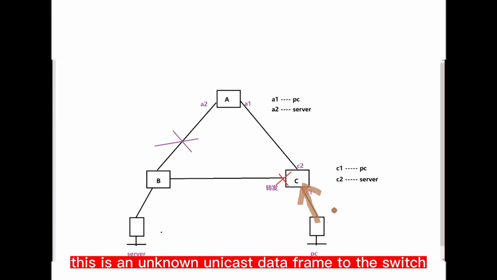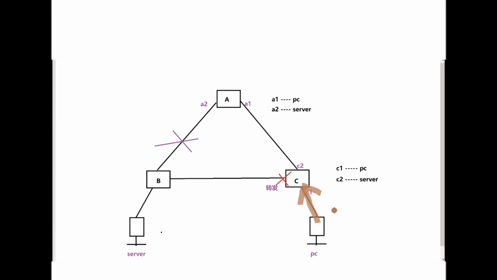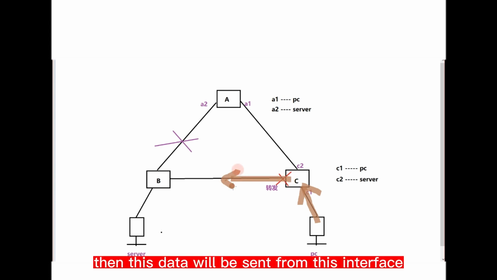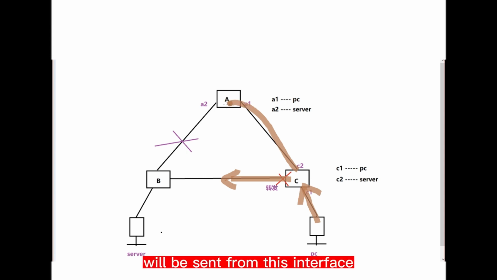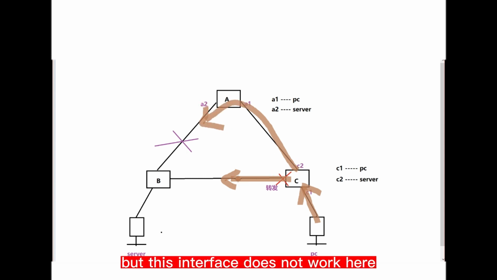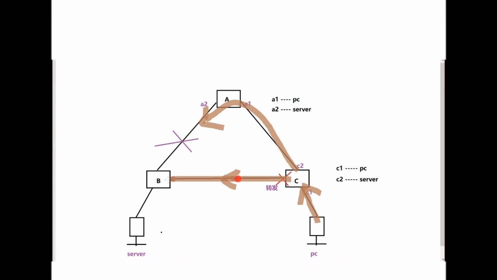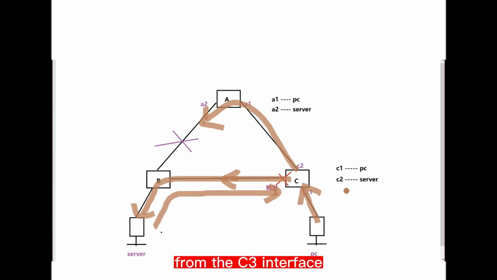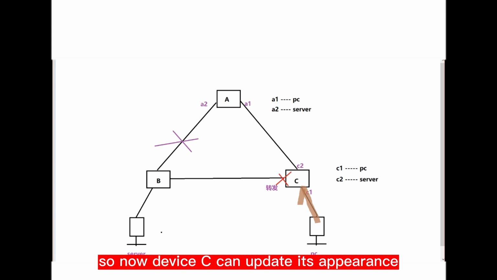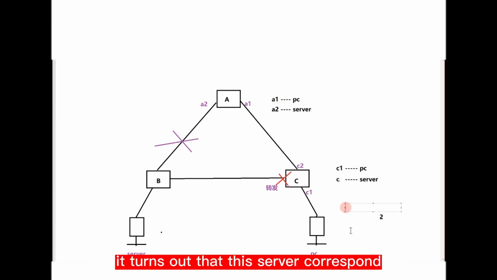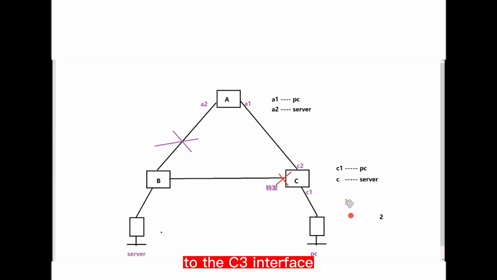This is an unknown unicast data frame to the switch. The switch needs to perform flooding. Then this data will be sent from this interface, and will be sent from this interface. But this interface does not work here, so the switch cannot learn the server from C2. Send it here. The server will reply a data packet to it from the C3 interface. So now device C can update its entry. It turns out that this server corresponds to the C3 interface.